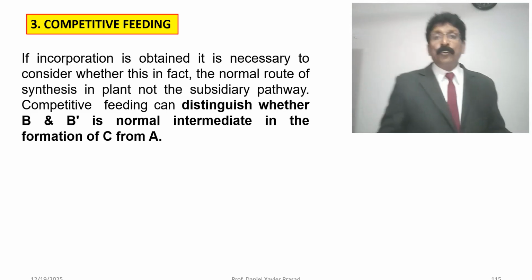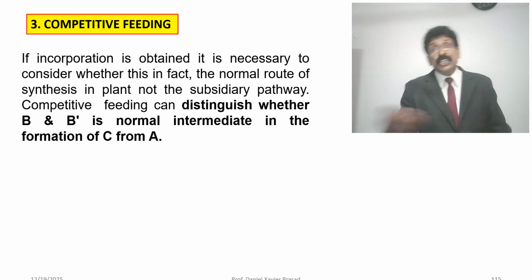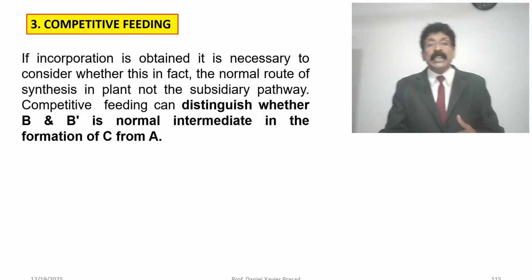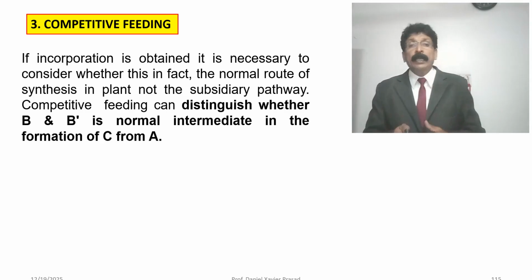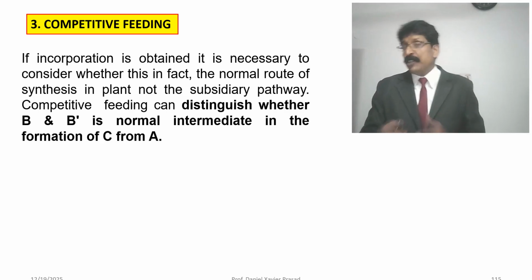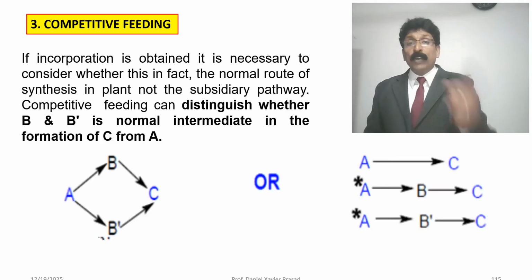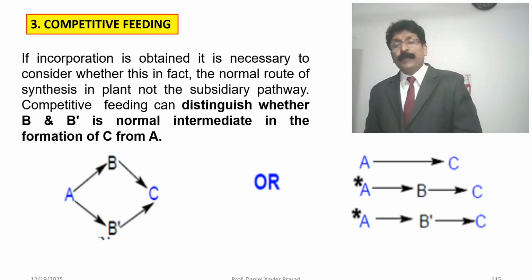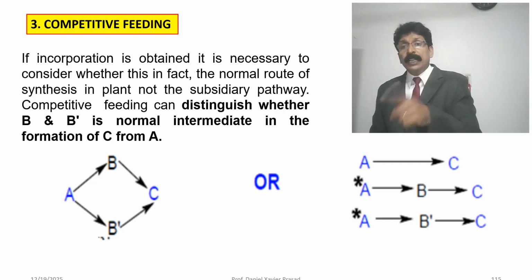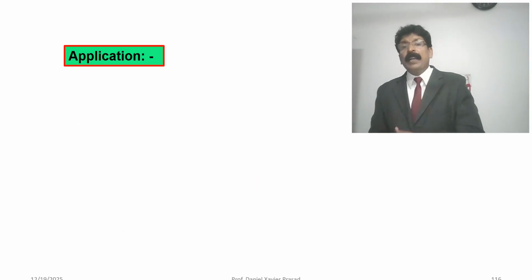So you can see that competitive feeding distinguishes whether B and B dash are normally the intermediate in the formation of C from A. Like A to C, whether it follows the B pathway or the B dash pathway, whether A to C passes through B or B dash can be identified.